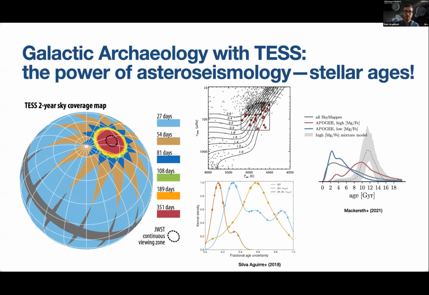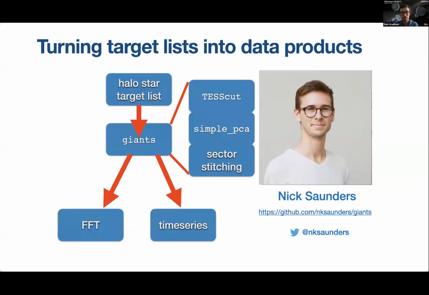And so to get around that, University of Hawaii grad student and NSF fellow Nick Saunders and I have been able to turn a target list of TESS amenable giant stars into light curves using a lightweight light curve pipeline called GIANTS, which downloads full frame images of cutouts of our stars using TESScut, stitches all available sectors of data together, and then smooths and cleans those data so that we can do transit and asteroseismic analysis.